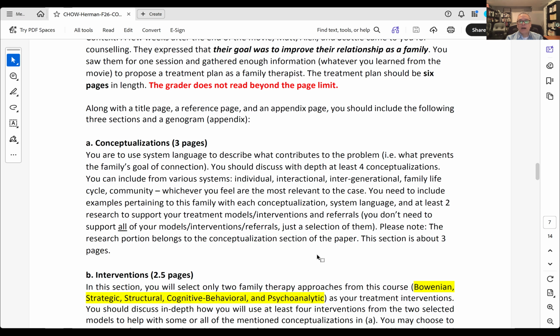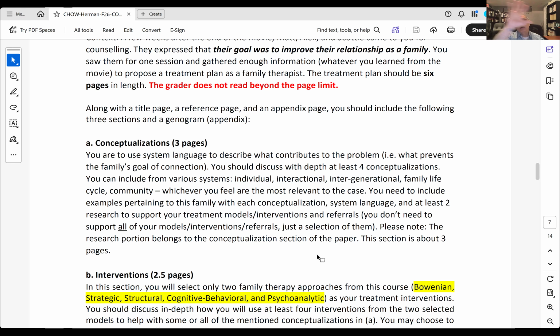People always ask why I am including the research here and not later. Technically, after you conceptualize the case and identify the problems, before you offer interventions you have to ask yourself: based on research, what is evidence-based? What will actually work to help with those issues? You technically shouldn't offer any interventions until you have a good idea of what research is telling you. So I am asking you to include the research in the later part of the conceptualization.